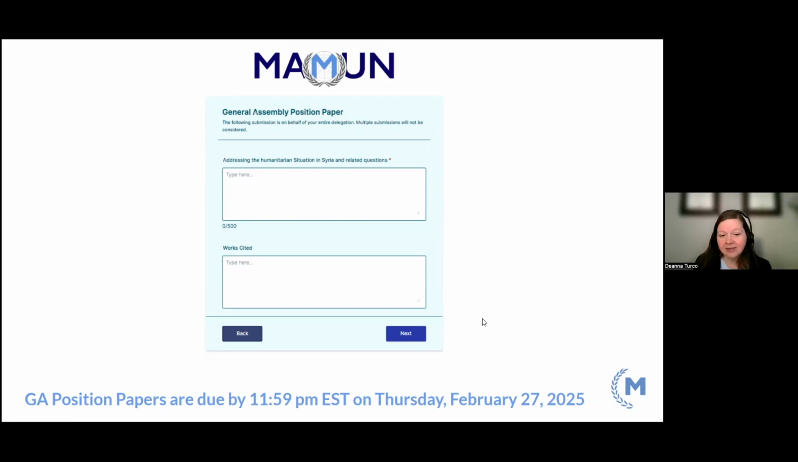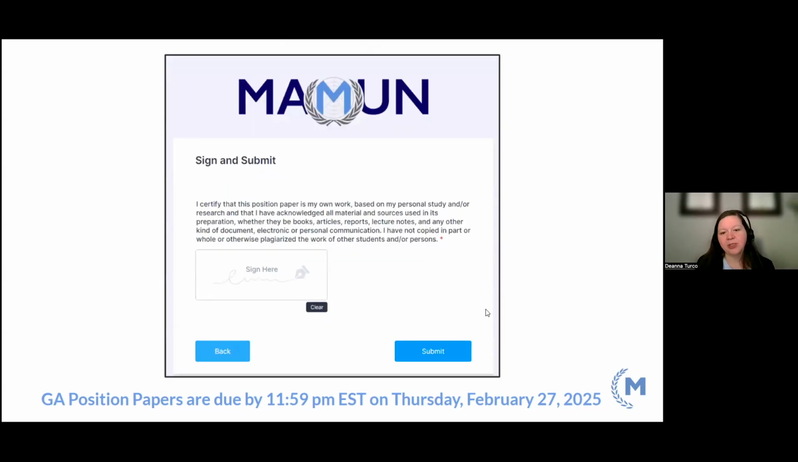You will hit next. And you will sign again with the same attestation as before that this is your work. Now, because this is a delegation one, when it says I, this stands for the entirety of the delegation, that it is the work of the delegation. So whoever is signing it, with that understanding. We know that this may be a collaborative process. And so by you signing it, that means it would apply to anybody who worked on it, that it was their work, that they did not copy in whole or in part. Are we good? We get it? Okay. And then you will submit right here.